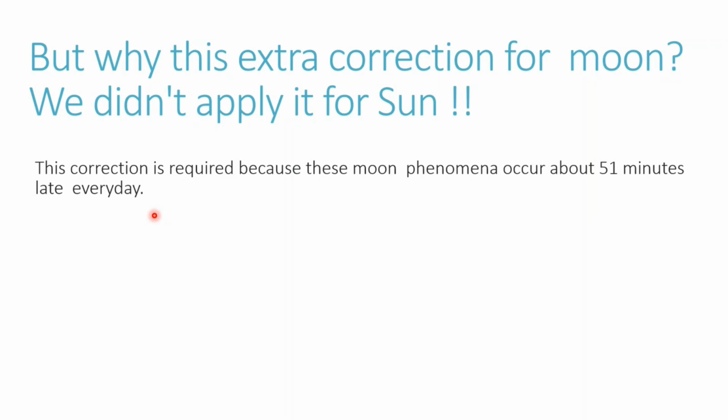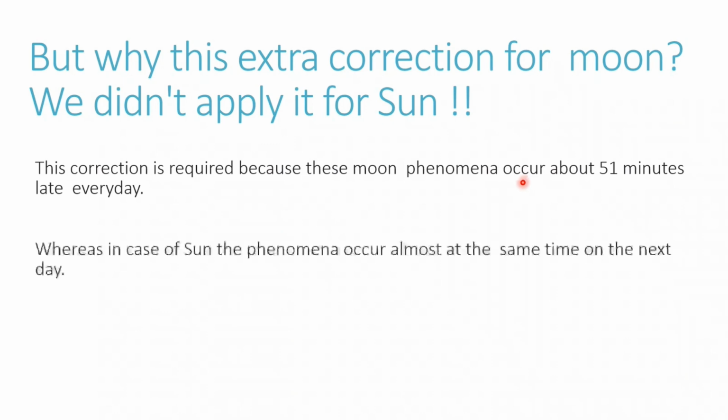The moon will be rising at about 5:51. This does not happen with the sun. The sun rises almost at the same time on the next day. If the sun has risen at 6 o'clock this morning, tomorrow it will again be at 6 o'clock. The maximum difference for the sun can be 1 minute. But in the case of the moon, this difference is about 51 minutes. It is also called the daily retardation of the moon.